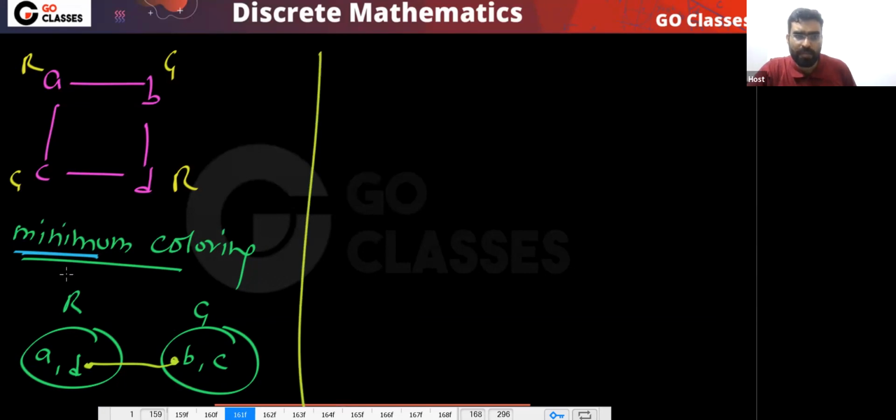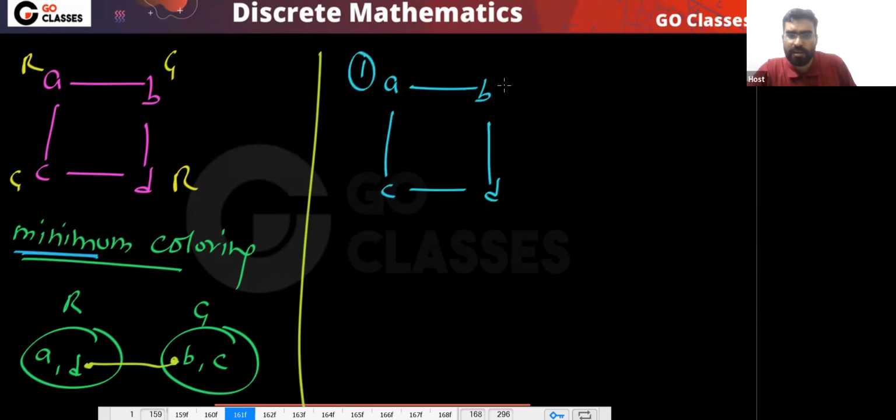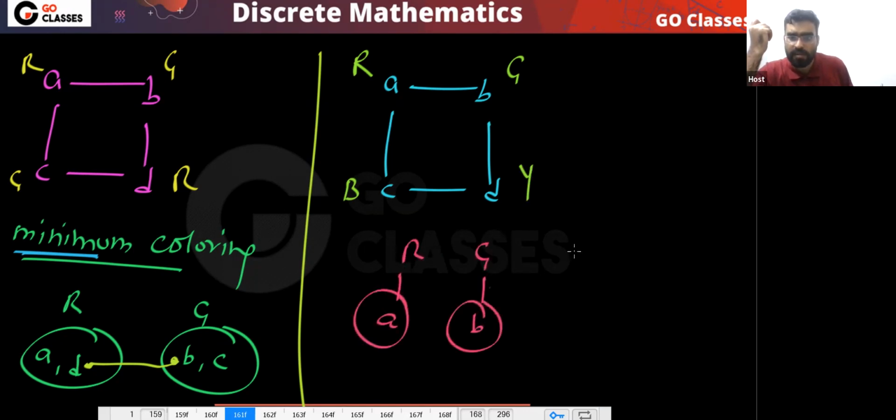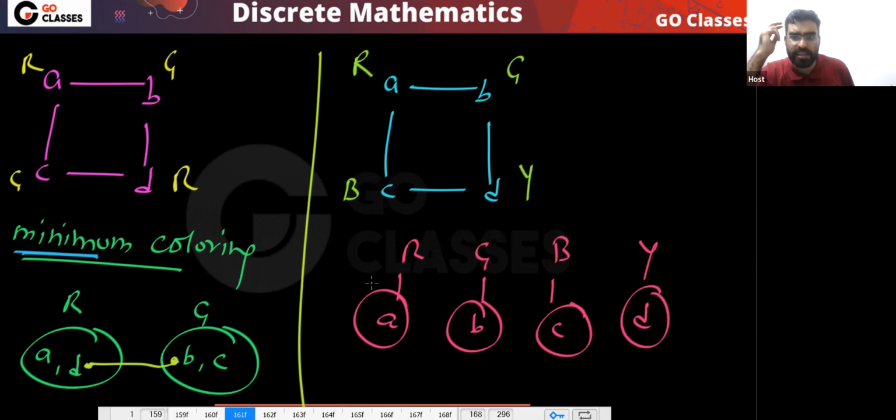But remember, if you don't do minimum coloring, then this is not guaranteed. For example, color number 1 here, color number 2 here, color number 3 here, color number 4 here: red color here, green color here, blue color here, and yellow color here. So the red color class is this, the green color class is this, the blue color class is this, and the yellow color class is this. Now there is no guarantee. This is not minimum coloring.